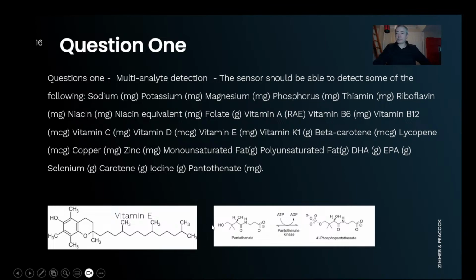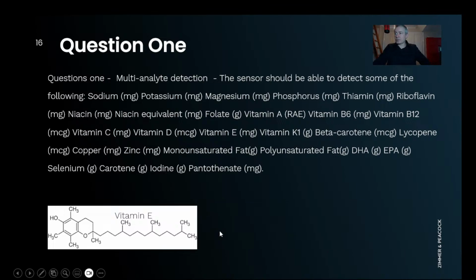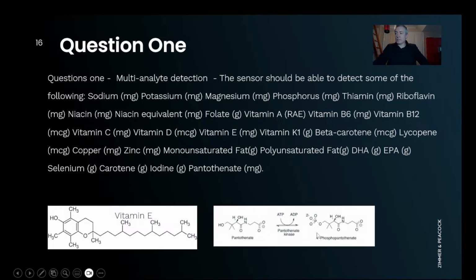Vitamin E in particular looks fairly straightforward. And I think vitamin K was in there as well. Yeah, so I looked at vitamin K as well. So I don't want to oversimplify it. And then I looked up the last one as well, this pantothenate. I can see that it reacts with something called ATP, adenosine triphosphate. So that gives us a handle on how to potentially detect that molecule.